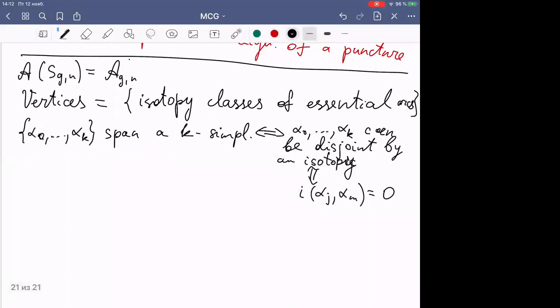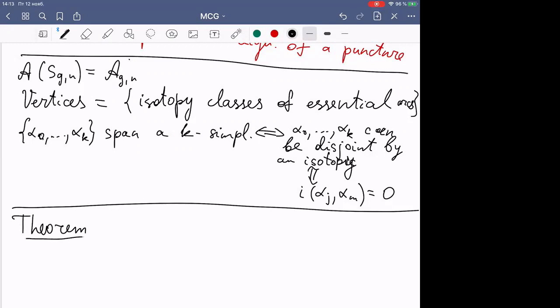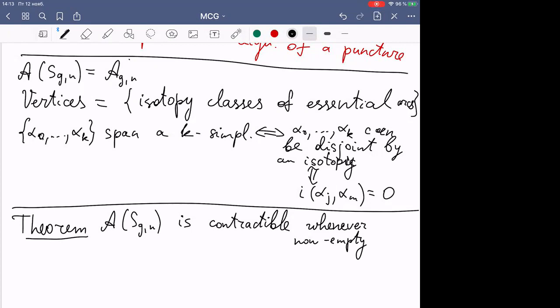Okay, and from the homotopy point of view, the arc complex is even nicer than the curve complex. Namely, there is the following theorem. This arc complex is contractible whenever non-empty. For a sphere with a small number of points, it is empty. But if it is non-empty, then it is always contractible.